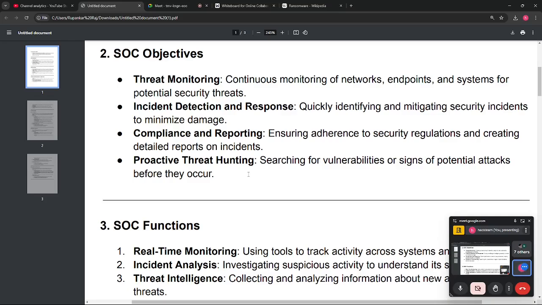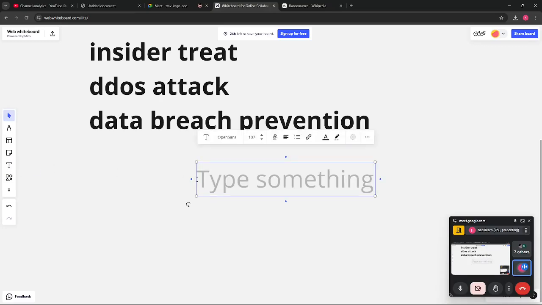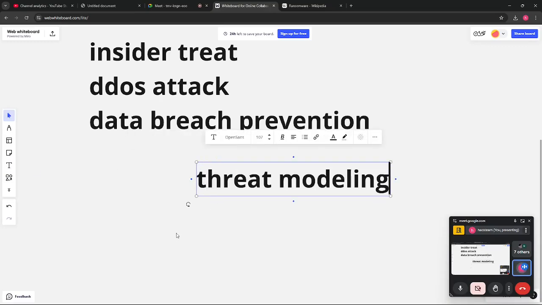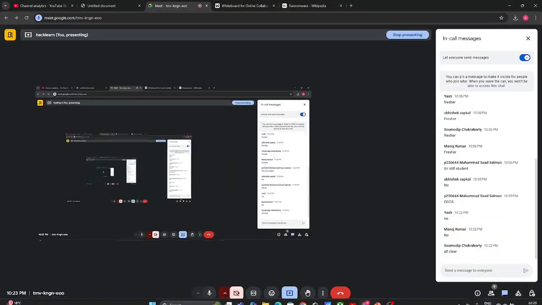And when it comes to threat modeling, let me come here. What is threat modeling? Can anyone explain what threat modeling is? Does anyone have any idea what threat modeling is? Anyone else want to say something regarding threat modeling?